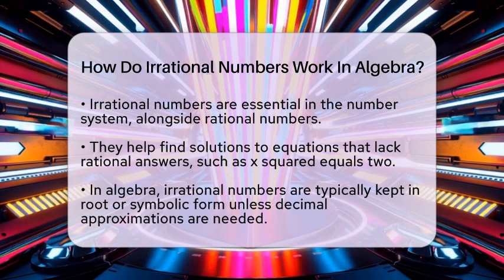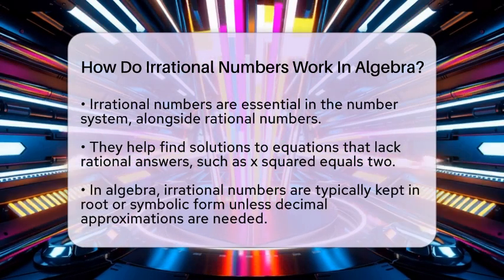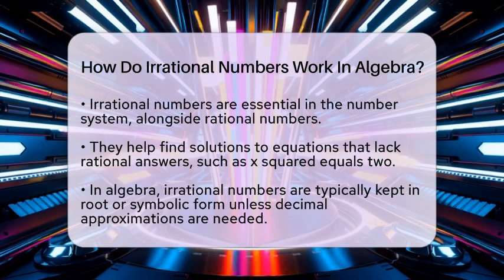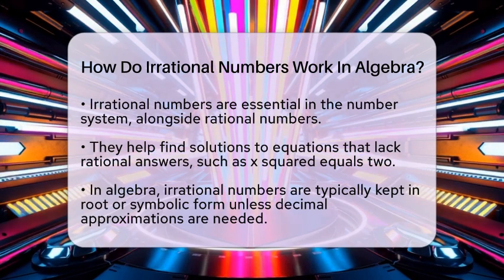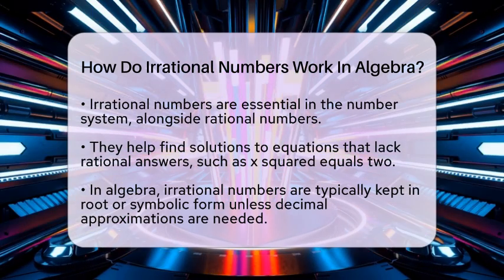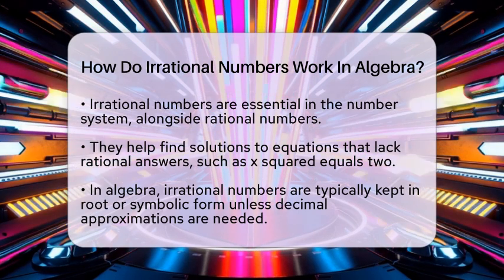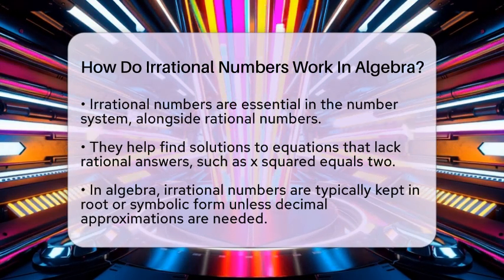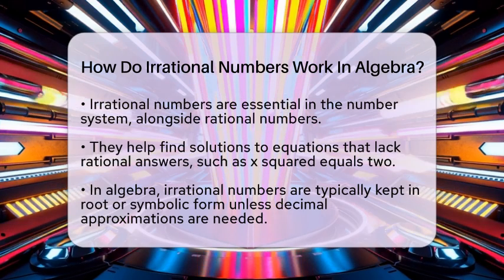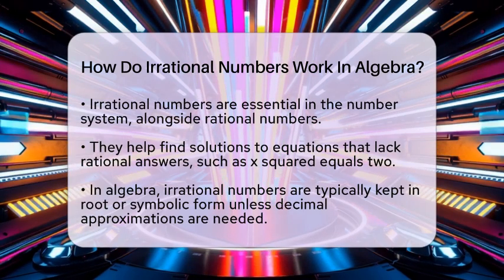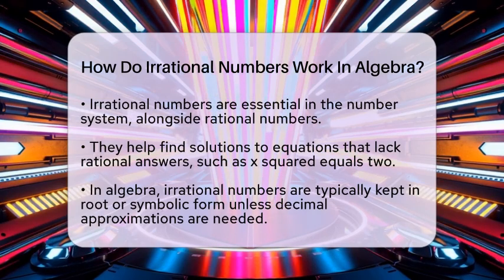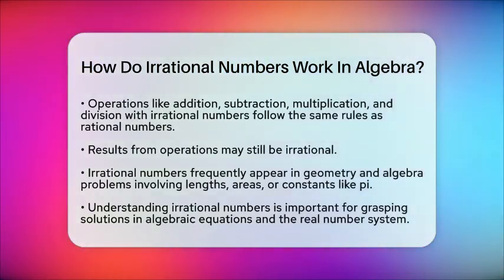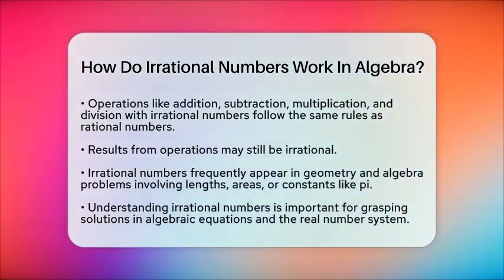In practical algebra, when simplifying expressions, we typically leave irrational numbers in root or symbolic form unless a decimal approximation is specifically needed. Adding, subtracting, multiplying, or dividing irrational numbers follows the same algebraic rules as rational numbers. However, the results may still remain irrational. You will often encounter irrational numbers in geometry and algebra problems, especially those involving lengths, areas, or constants like pi.